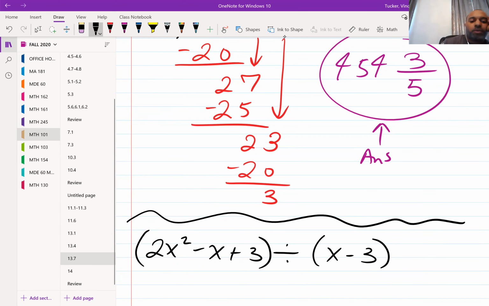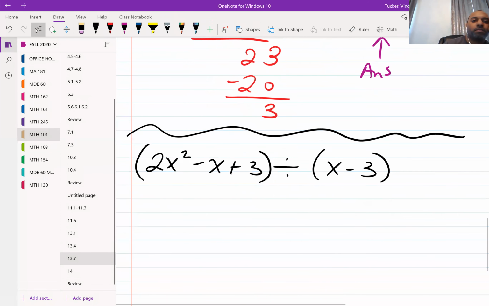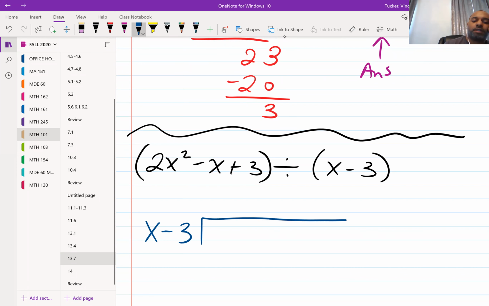All right. So we have 2x squared minus x plus 3. We want to divide that by x minus 3. So you take your x minus 3, place it on the outside, and 2x squared minus x plus 3 on the inside.